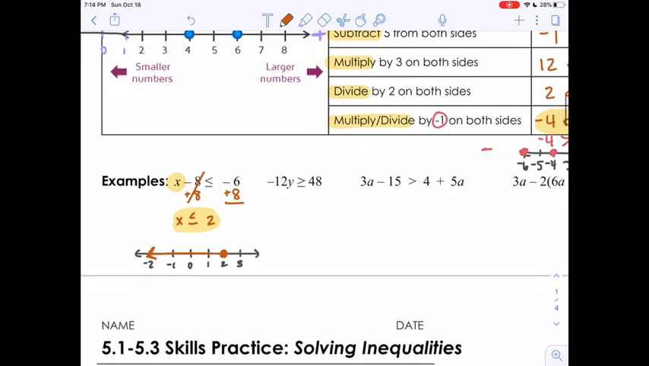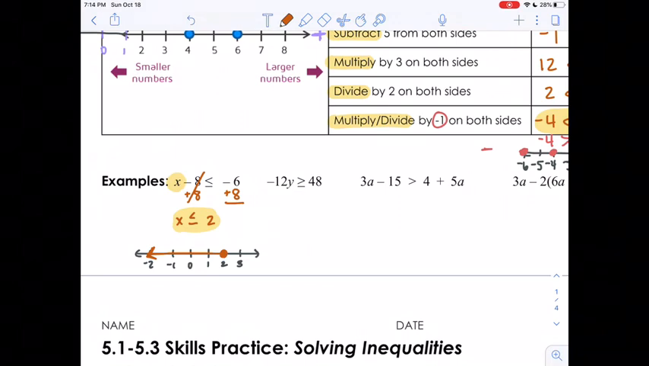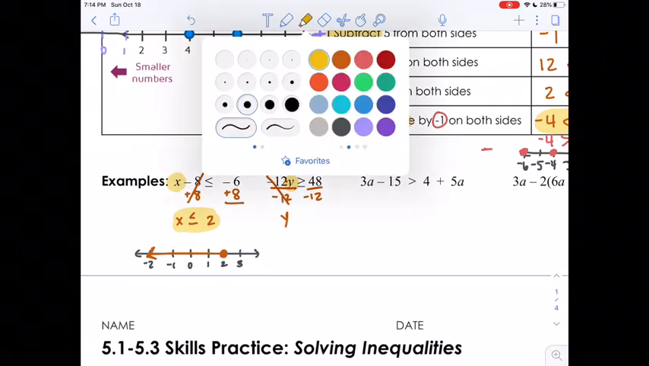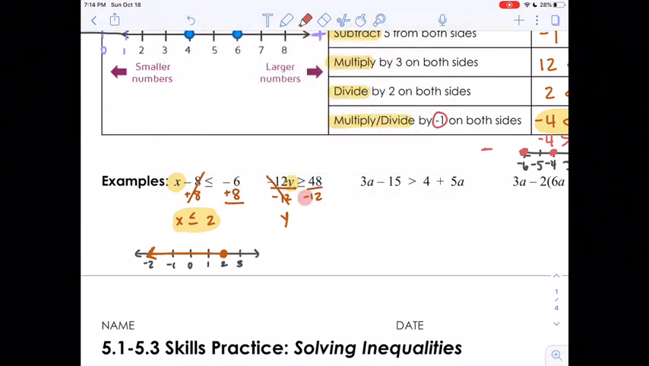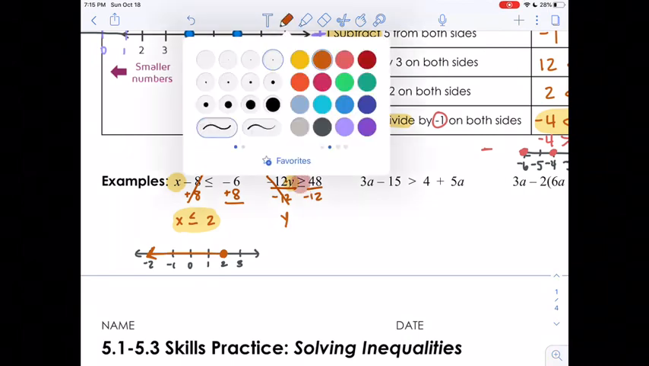All right, here's the next one. I've got negative 12y is greater than or equal to 48. My variable here is y. I have negative 12 times y. So the inverse operation of times would be to divide by negative 12. So this is where I want to be careful. Negative 12 divided by negative 12 cancels, leaving me with y. However, I'm dividing by a negative 12. Dividing by a negative, remember, it's going to cause a problem. I need to flip my inequality symbol in my next step.